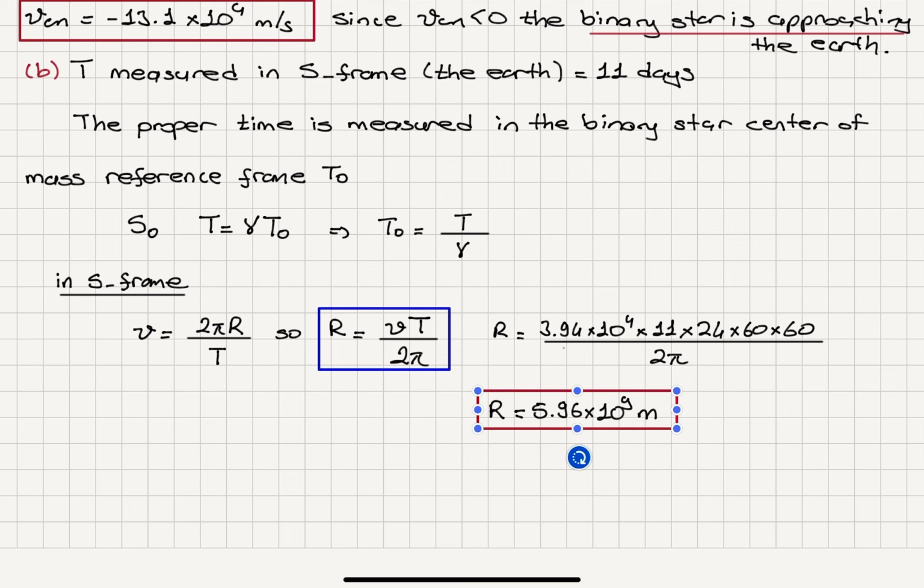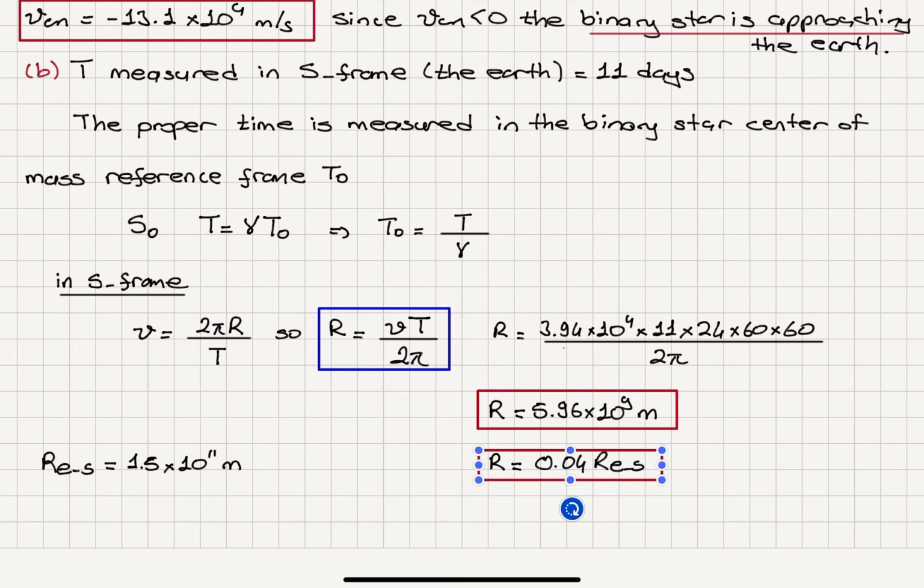And I'm supposed to compare it to the distance between Earth and the Sun. Earth-Sun distance is 1.5 times 10 to 11 meters. So I can see that this capital R is 0.04 times the Earth to Sun distance.